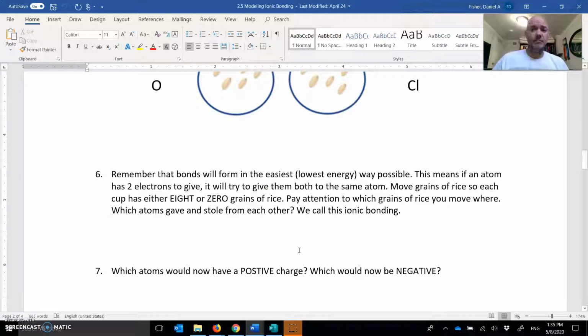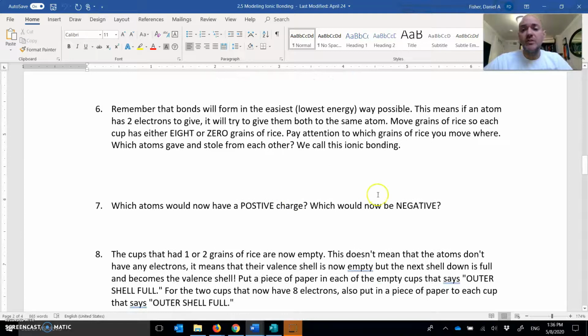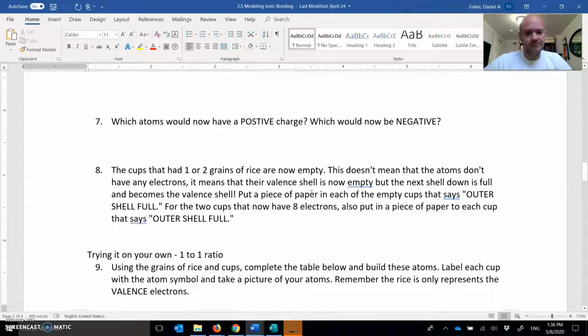That's ionic bonding. An ionic bond forms when one atom steals electrons and the other atom gives them up, and then they form a charged bond together because one of them is now positive and one of them is negative, and that's what holds those atoms together. That's ionic bonding, okay? Think about which one's positive and which one's negative.